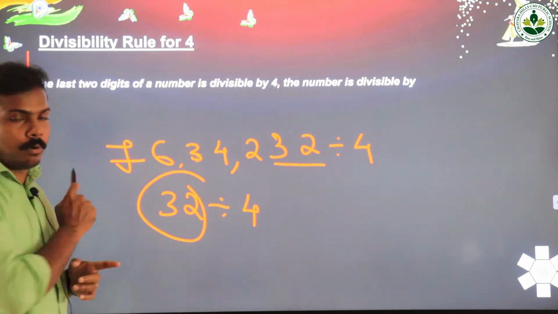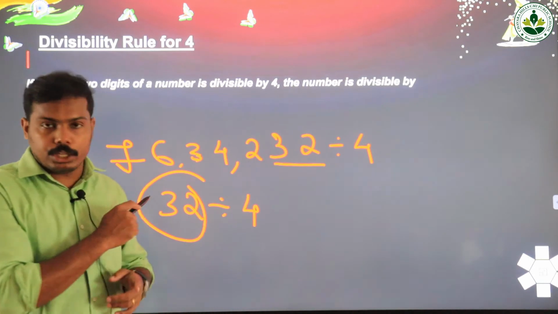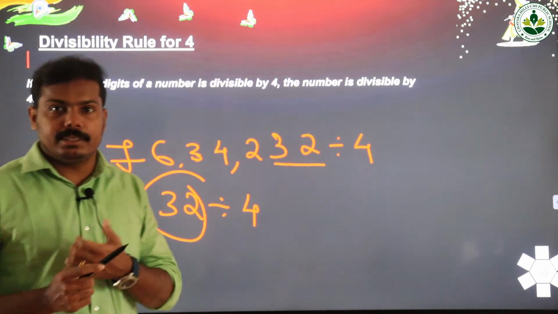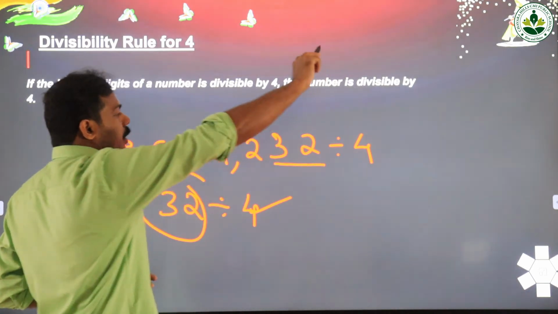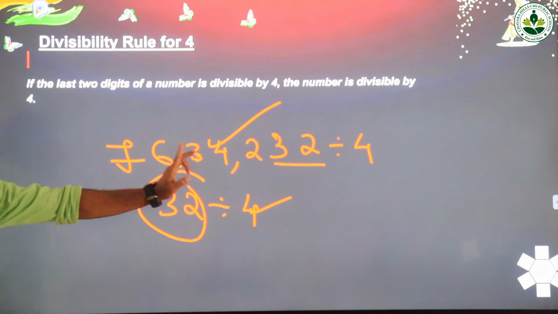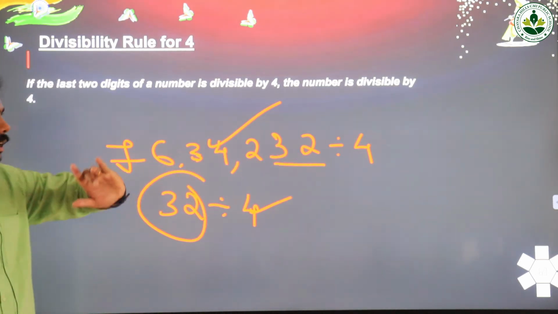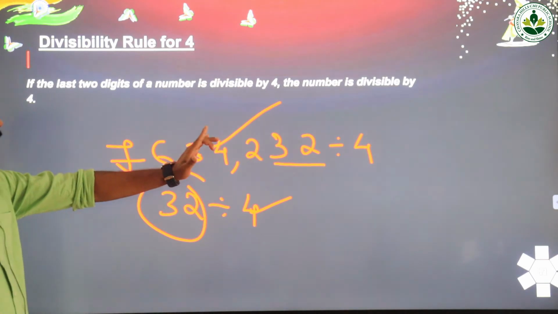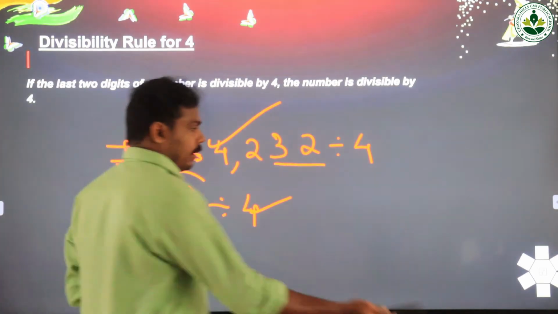Is 32 divisible by 4 or not? In the fourth table you see 32. 4 into 8 is 32. So 32 is divisible by 4. Therefore this number is also divisible by 4. The divisibility rule for 4 is, if the last two digits of a number are divisible by 4, then it is divisible by 4.